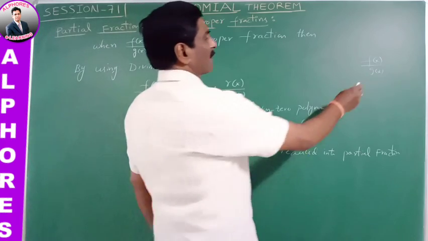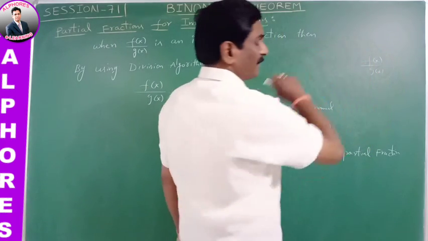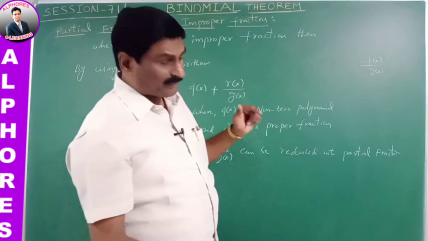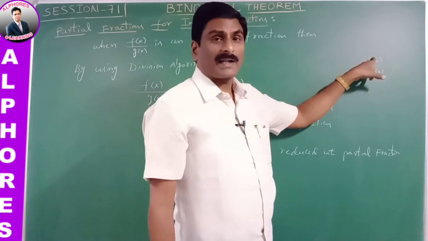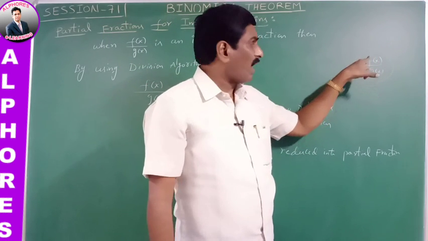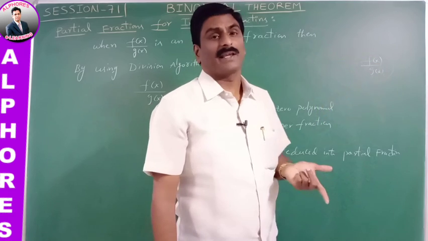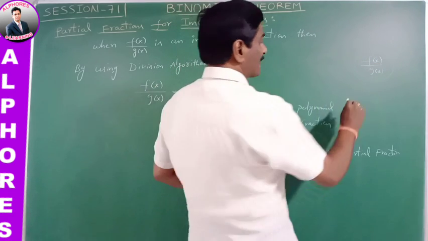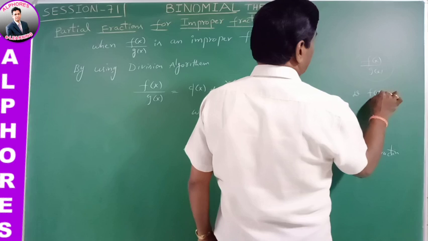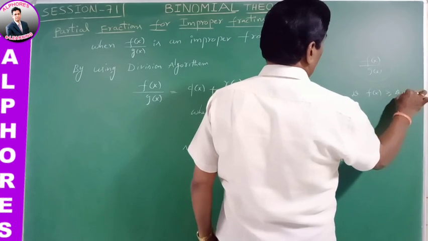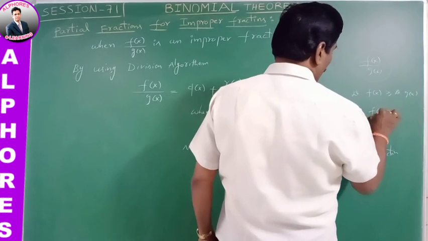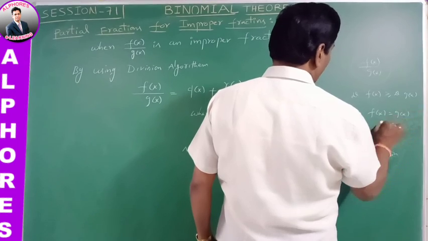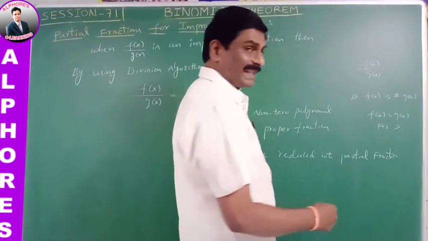Suppose f of x by g of x is an improper fraction. What is the meaning of this? For improper fractions, the degree of the numerator is equal to the degree of the denominator, or the degree of the numerator is greater than the degree of the denominator. In this case, the degree of f of x is always greater than or equal to the degree of g of x. That means the degree of f of x is equal to the degree of g of x, or the degree of f of x is greater than the degree of g of x.